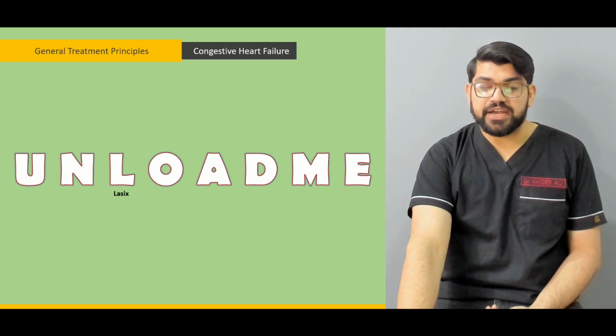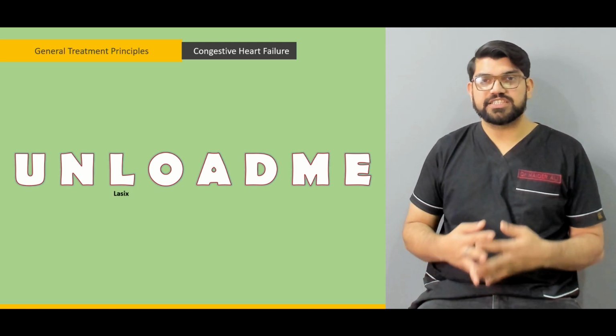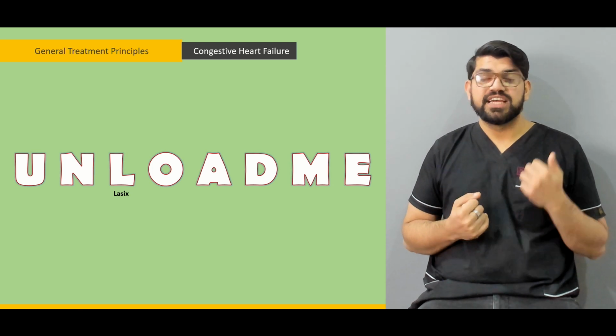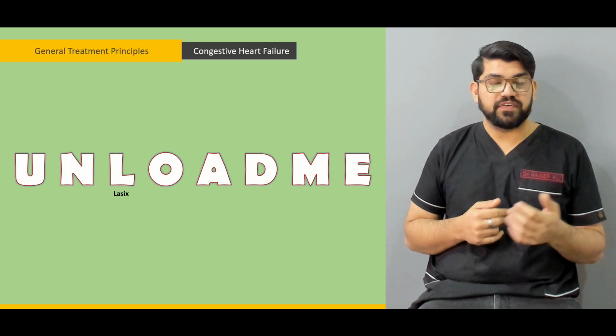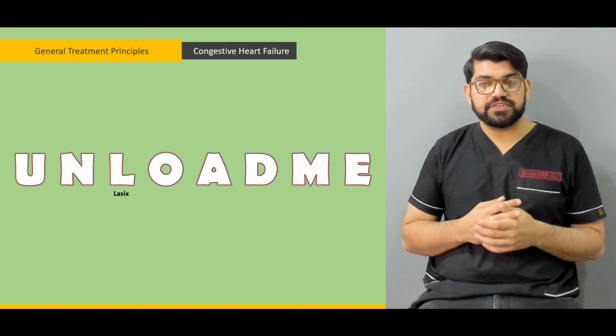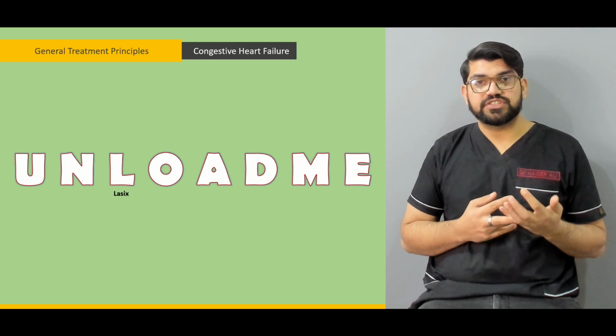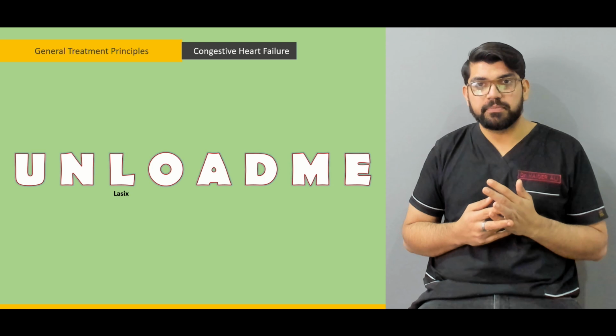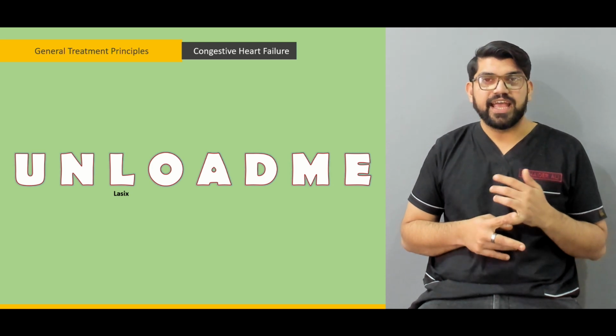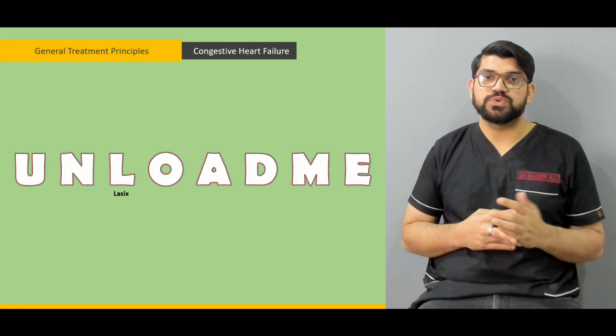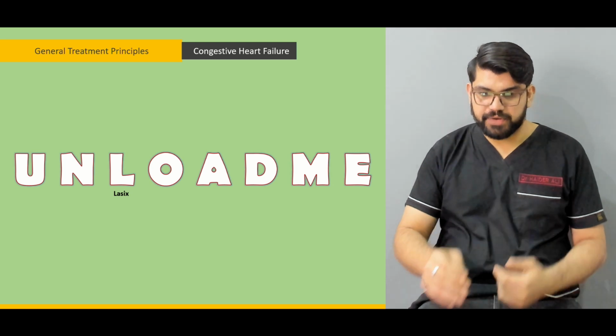Lasix, that is diuretics. In patients with congestive heart failure, the treatment remedy is diuretics and diuretics. You pass the Foley's catheter, and you start off with a diuretic, that is furosemide, a loop diuretic, 80 milligrams initially, and you can go up to 200 milligrams of IV furosemide.